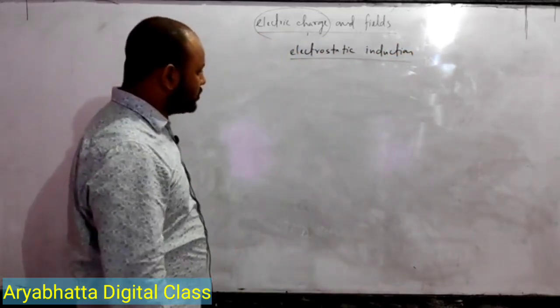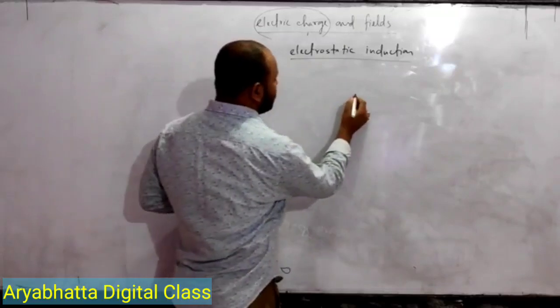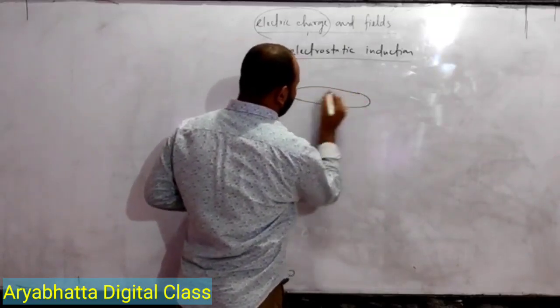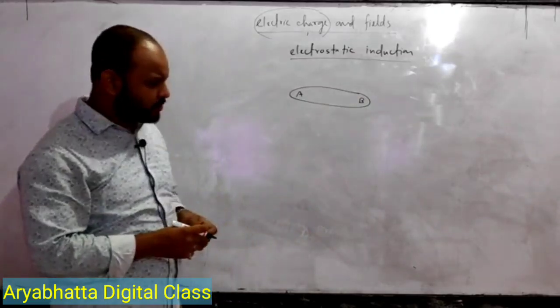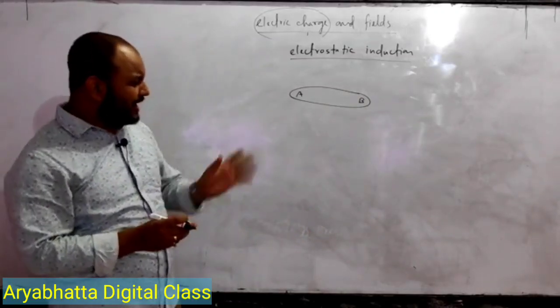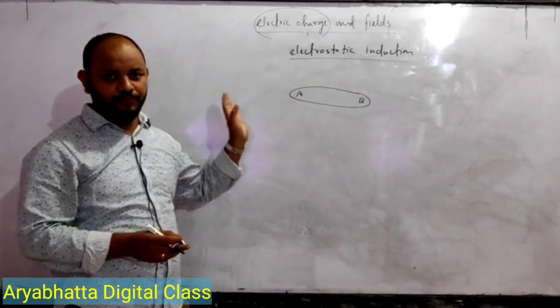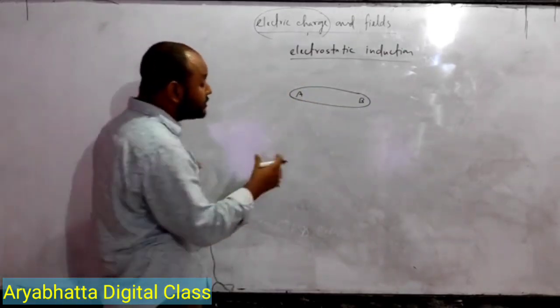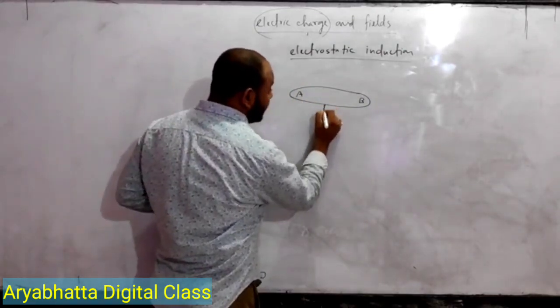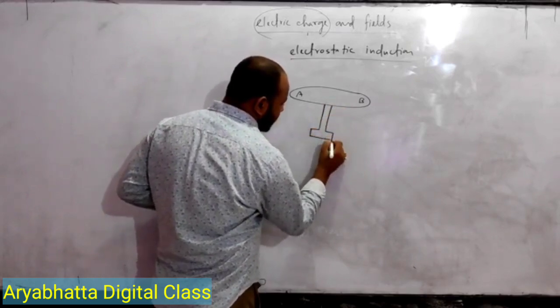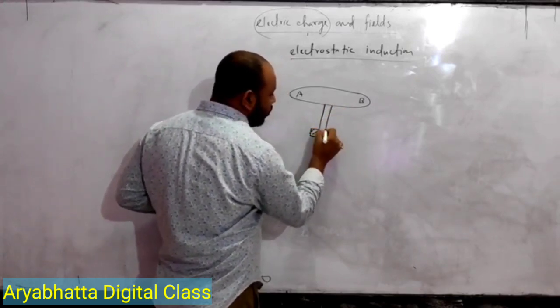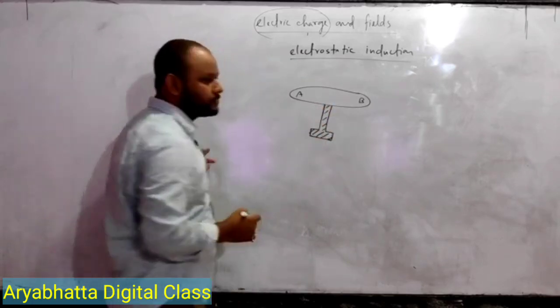Okay, suppose this is a conductor, AB is a conductor. Conductor means the piece of rod where the electron can easily move. And this conductor is standing on an insulator.